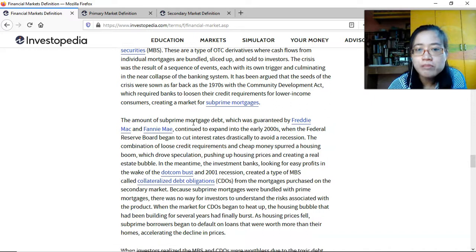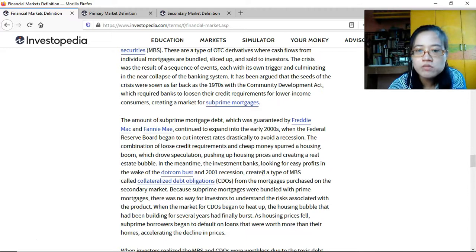The amount of subprime mortgage debt, which was guaranteed by Freddie Mac and Fannie Mae, continued to expand in the early 2000s when the Federal Reserve Board began to cut interest rates drastically to avoid a recession. The combination of loose credit requirements and cheap money spurred a housing boom, which drove speculation, pushing up housing prices and creating a real estate bubble. Okay, so essentially it was the regulation, the first reason.